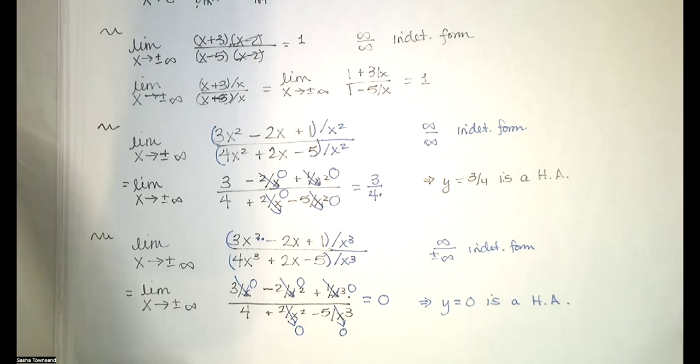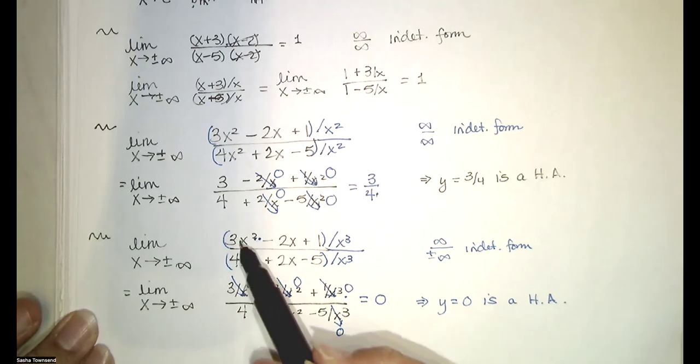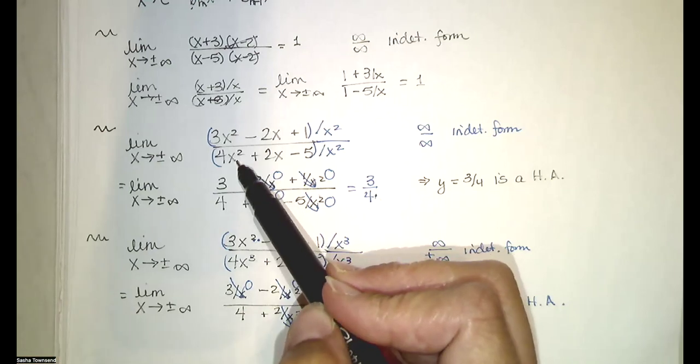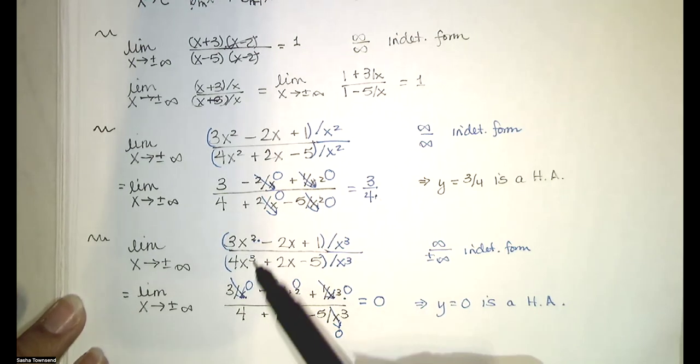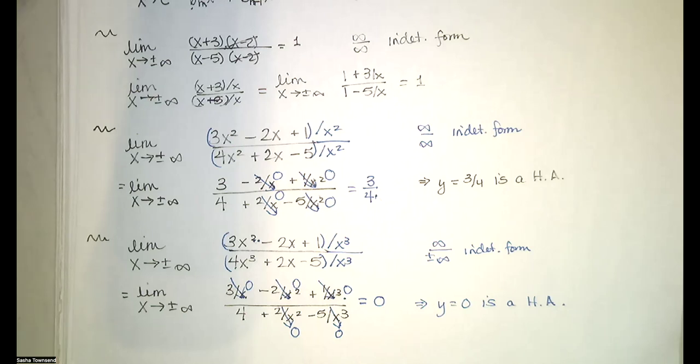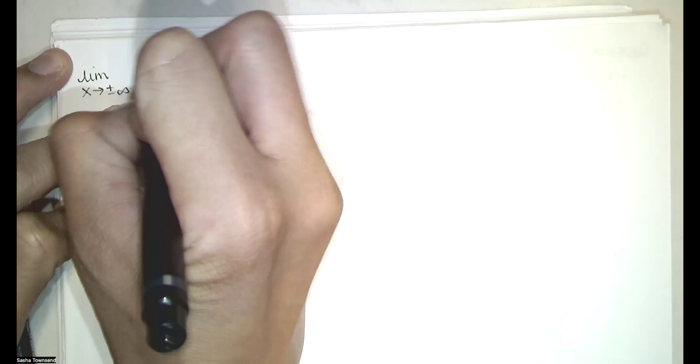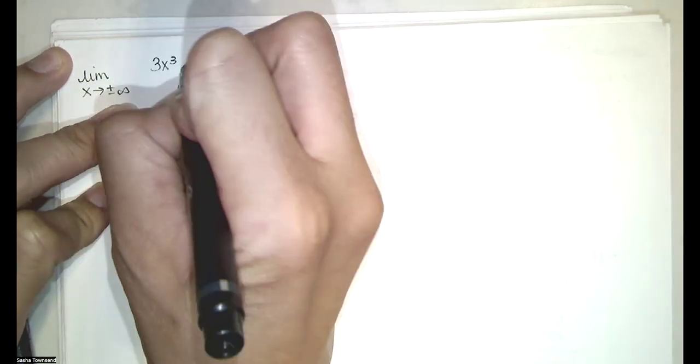Now we've got 3 cases. We talked about the case when the degrees were the same. And we talked about the case when the degree of the denominator is larger. Now we could also talk about the case when the degree of the numerator is larger. So we've got the limit as x goes to plus or minus infinity of, was that 3x? Let's make that an x cubed now.